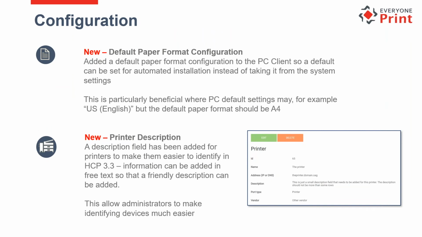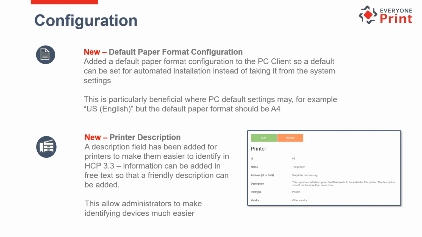We've also done some things around default paper format configuration. So when we deliver the PC client and it's installed, there are a number of configuration options. Previously, we would take the default paper size based on the system settings, and so for example, if it was UK English, it would be A4. If it was US English, the default paper format would be US letter. But we find that a lot of our customers maybe have keyboards set to US English or system settings, but they're in Europe and their default paper format should be A4. So we've included the ability to configure this now in the delivery of the PC client.